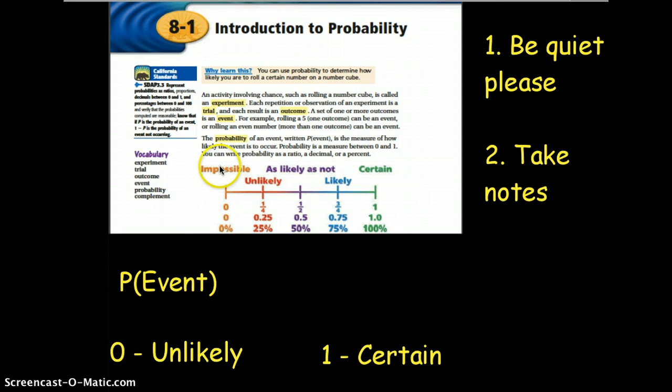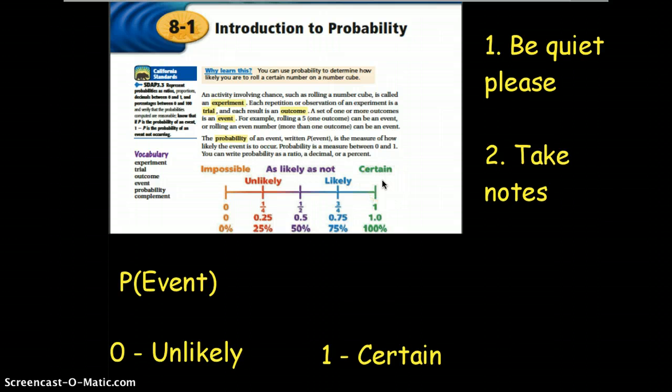They show you here in this diagram that 0 is the probability of nothing happening. It's impossible that it's going to happen. So for example, Mr. Ashcraft is going to go back in time. There is a 0% chance that that's going to happen. The probability of that happening is 0. It's highly unlikely. It's impossible. And then 1 is certain.